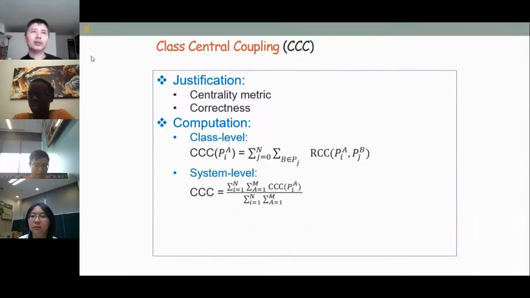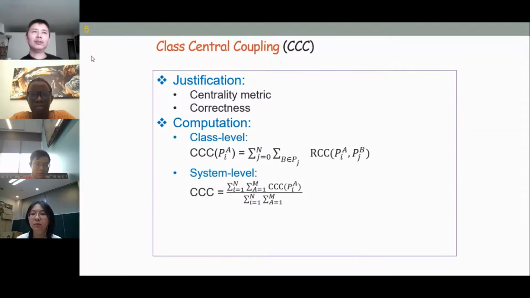The CCC metric, class central coupling, is similar to the centrality of a network, a metric in network measurement to identify the important nodes. Accordingly, it may be used to identify functionally highly important classes in inter-process executions. Therefore, CCC can be used as a functional correctness metric. I define CCC at two levels, class level and system level.